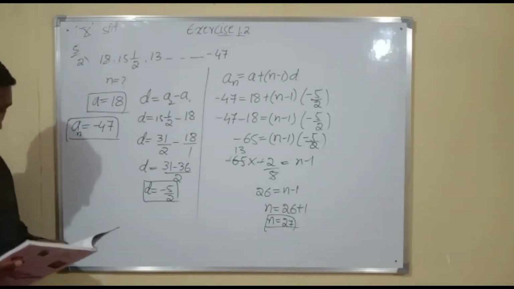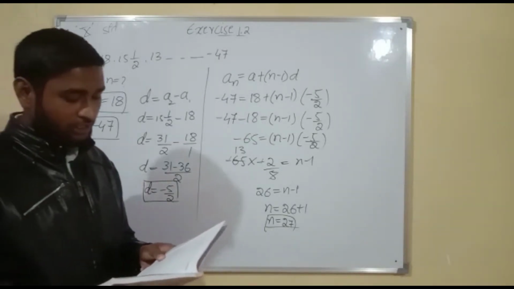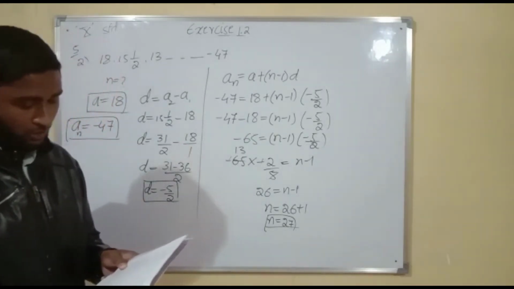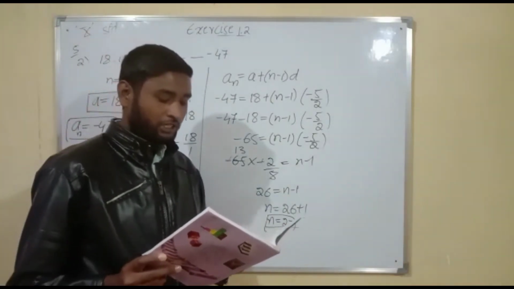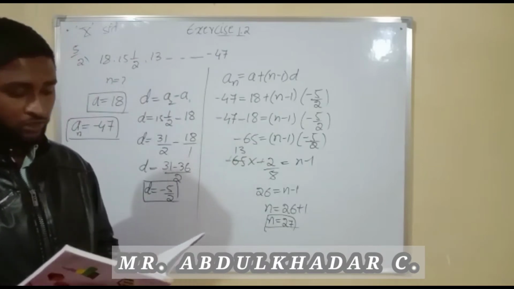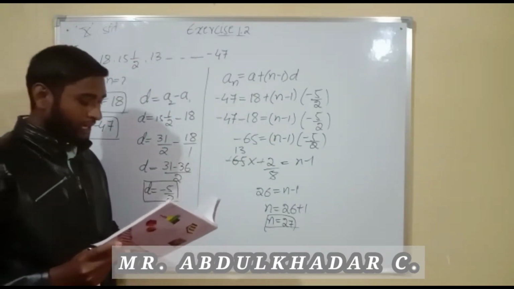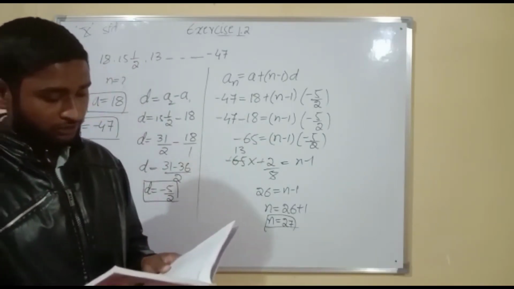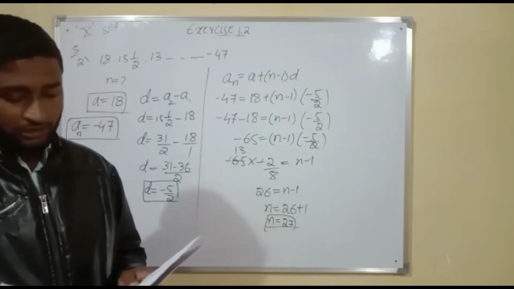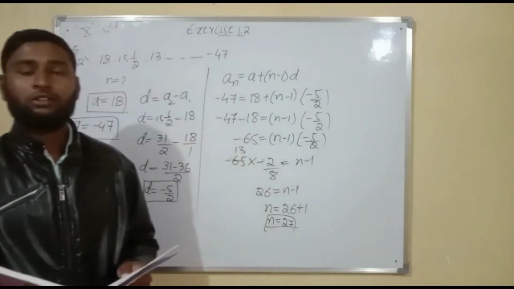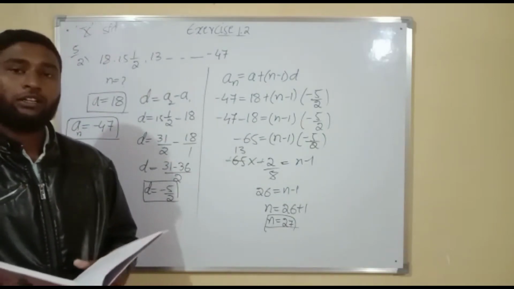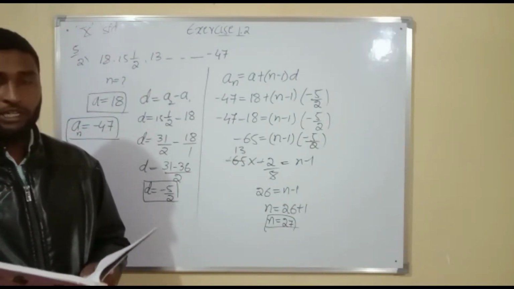The sixth one will be given as homework, because it is very easy. We have to check whether minus 150 is a term of the AP or not. And the seventh one will also be given as homework. For the homework problems, if you do not understand them, you can approach me.